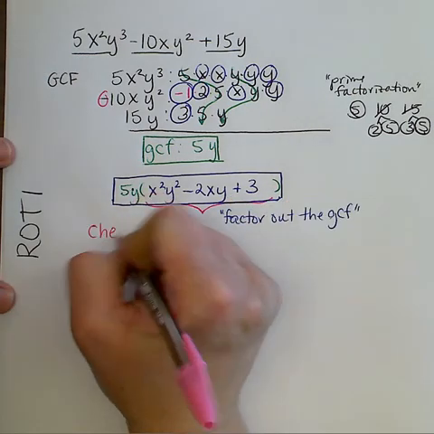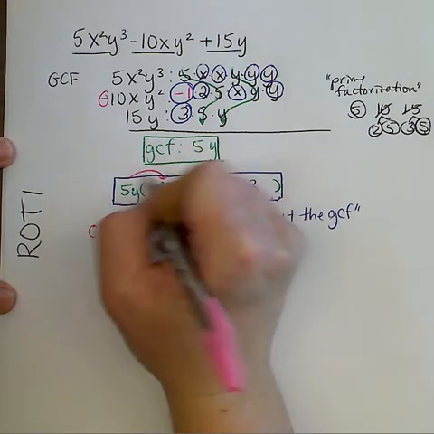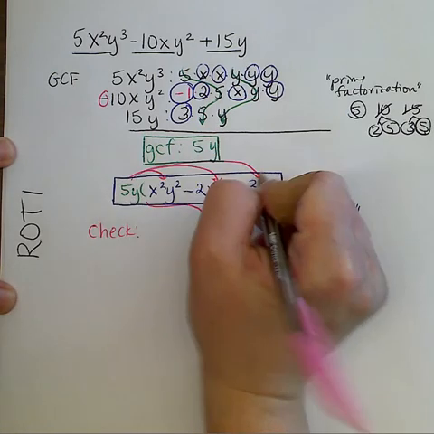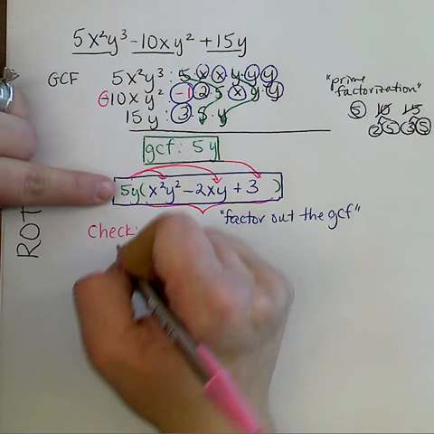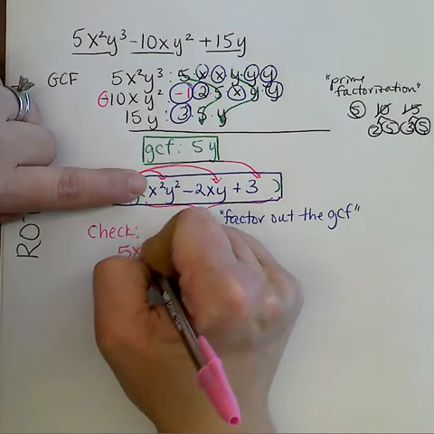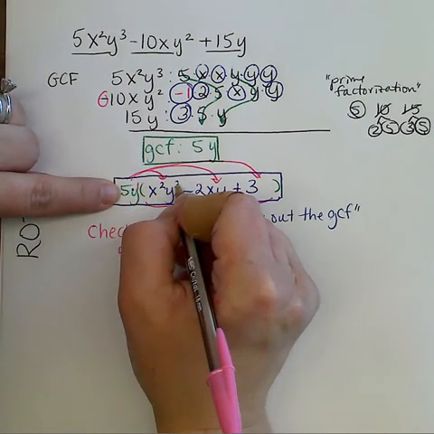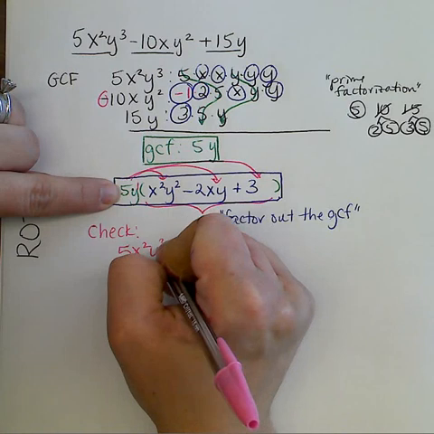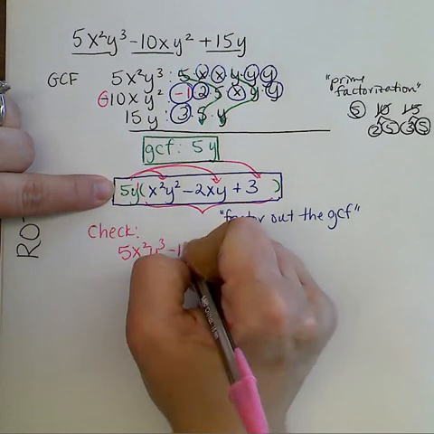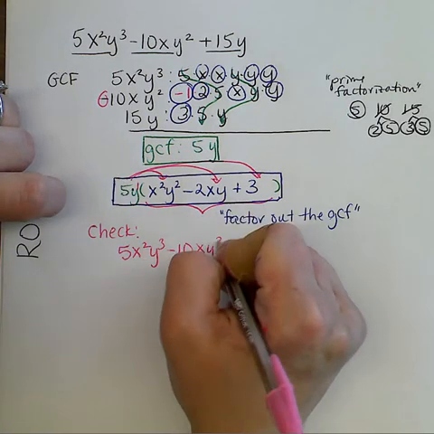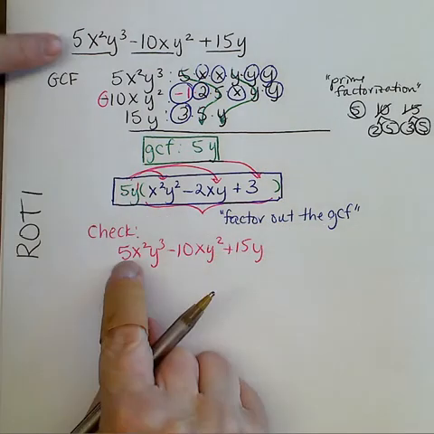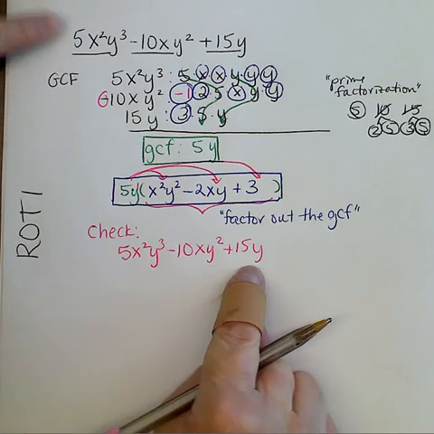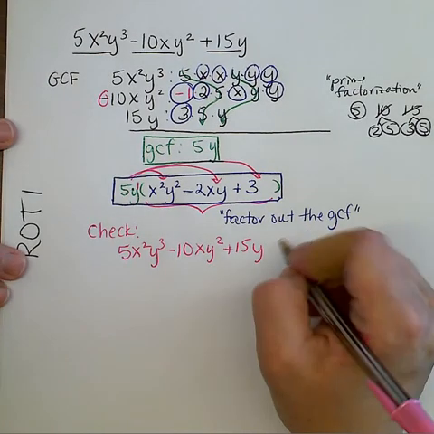The other thing you might want to do is distribute to check. So remember, when you multiply the coefficients and add the exponents. So that would be 5x squared, and then 1y and 2 more is going to be 3y's. -10 and x and 2y's. And 15 with the y. If that matches the original problem, we're pretty sure we were right. Good luck on this section.